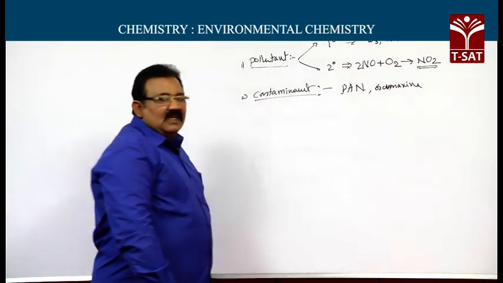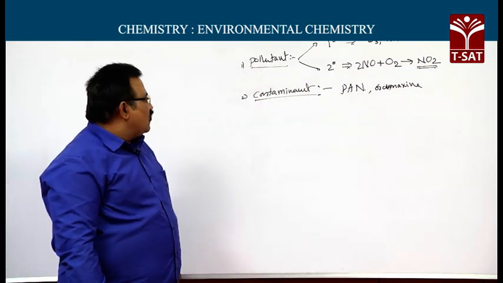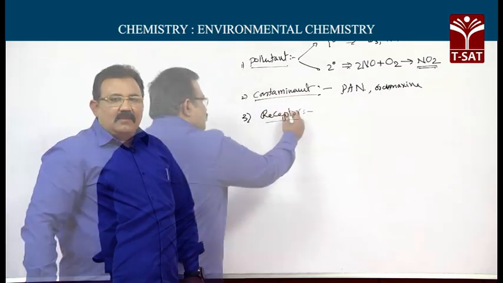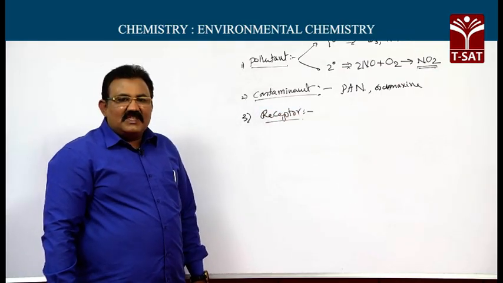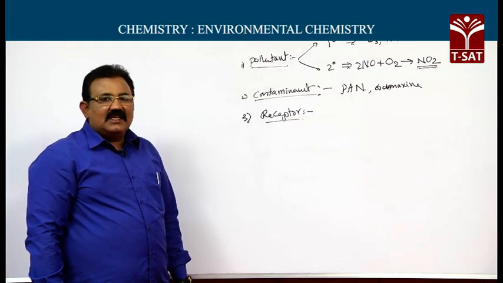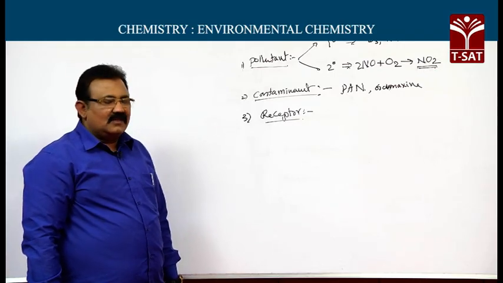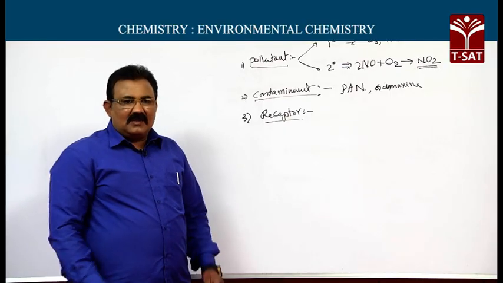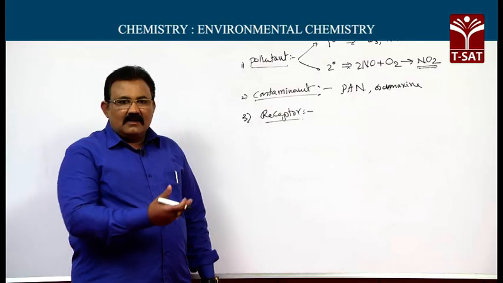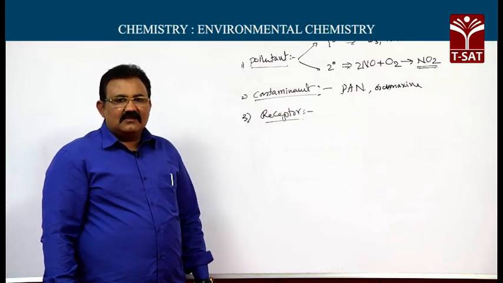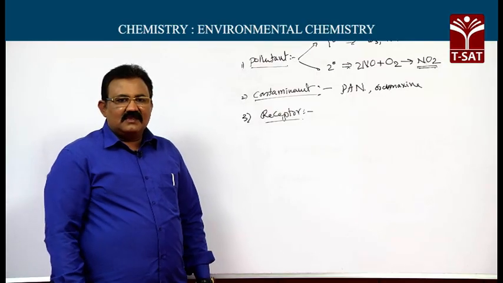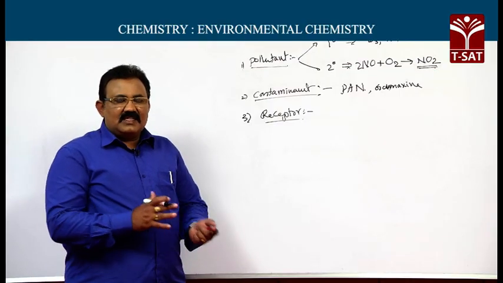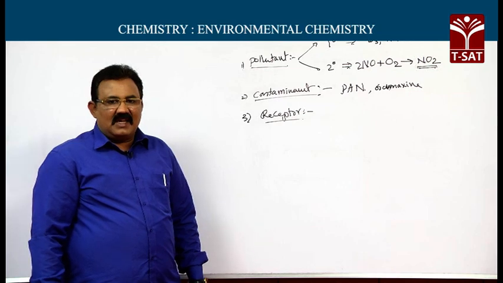Gamaxin is also an example of a contaminant. Receptor: the medium which is affected by the pollutant is called the receptor. For example, if you are going in city traffic, the dust particles will be blown in the air, then the receptor is your eyes. The receptor for poisonous gas is the lungs.